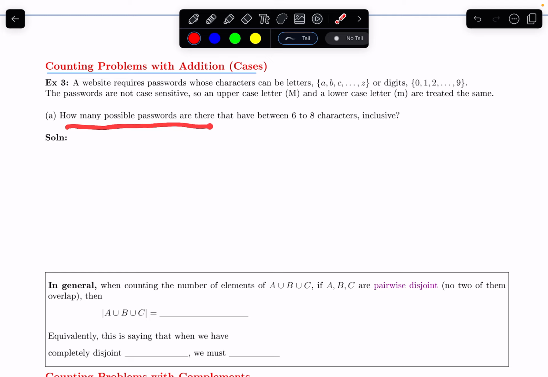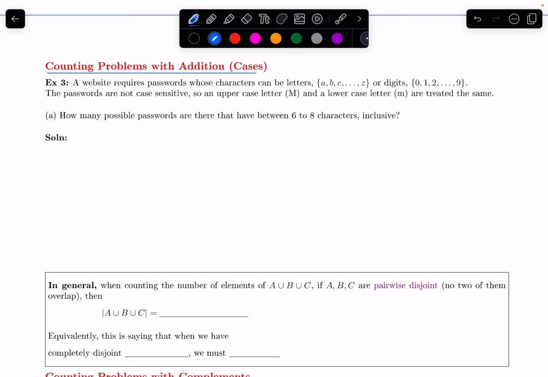So the question says, how many possible passwords are there that have between 6 to 8 characters, inclusive? Inclusive means it could be 6, it could be 8, so everything between them, including those two values.